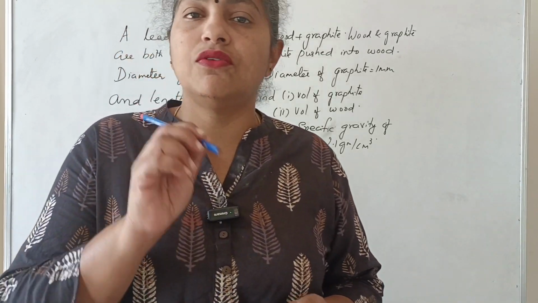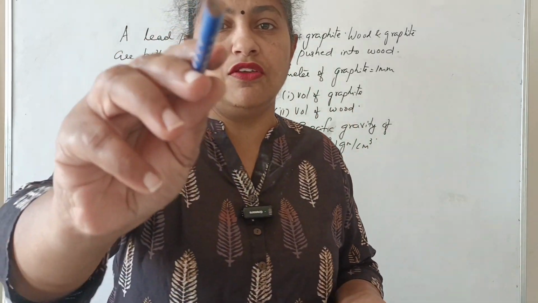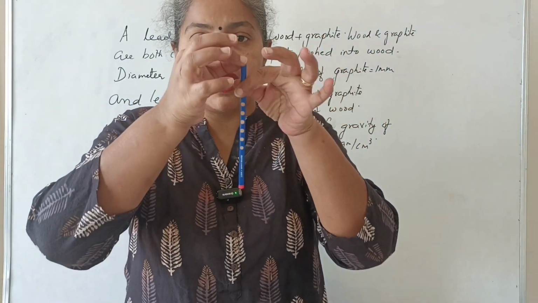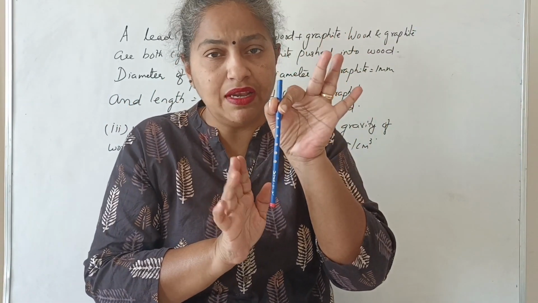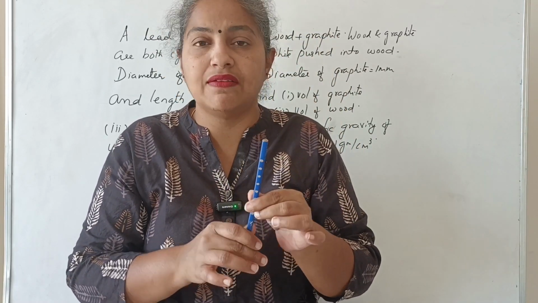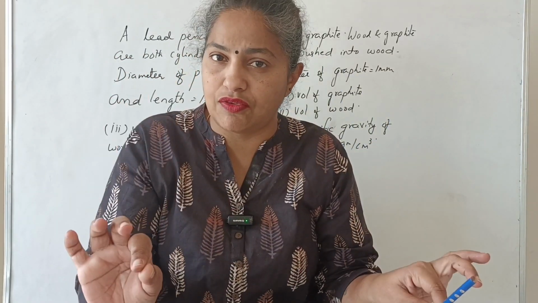Okay, so now you know every pencil, there is wood and inside that there is graphite. So you can see here there is wood and in the center you have got graphite. Now this graphite part extends along the pencil. So the length of the wood and the length of the graphite both are the same. So I can say that length of the pencil is the same as the length of the wood. It's the same as the length of the graphite.